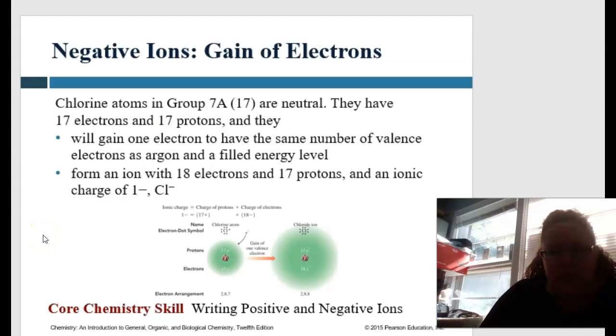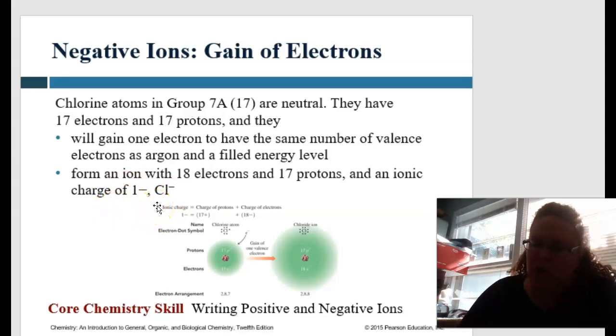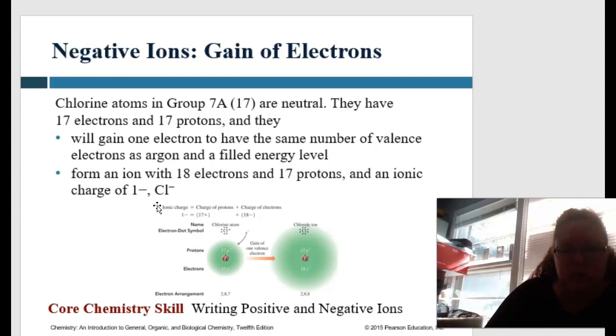So an example would be chlorine. Atoms in group 7A are neutral. They have 17 electrons and 17 protons, and they're going to gain 1 electron to have the same number of valence electrons as argon, and therefore have a filled energy level. So to form an ion with 18 electrons and 17 protons, that means that we're going to have an ionic charge of -1, and so that's why we write chlorine as Cl-, because we gain an extra negative charge. So then we're going to have the -1 there. Okay.